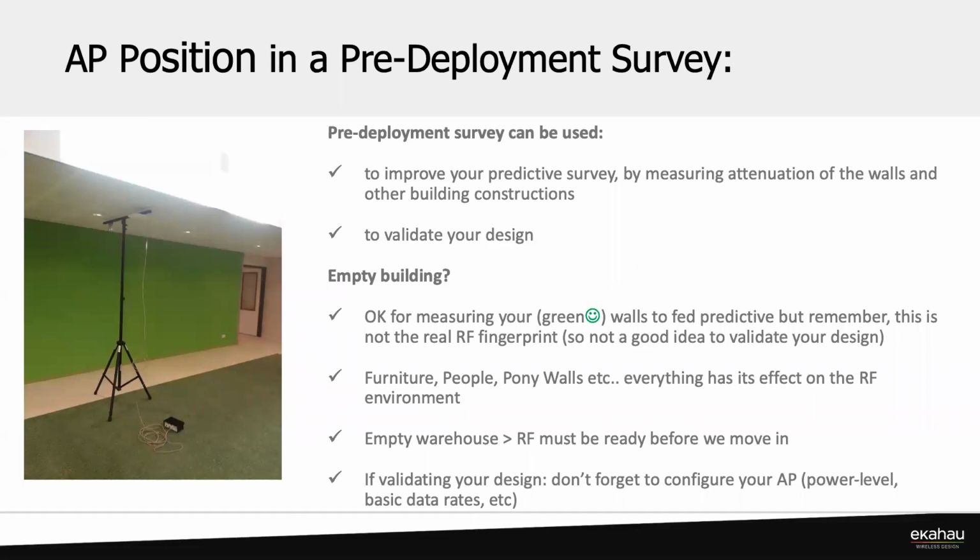And don't forget to configure the AP. I see people when they validate the design, they keep their AP on the same settings. So the power level, they don't change it. They leave all the basic data rates enabled. It needs to match what you have designed. So if at this position your AP is on 25 milliwatt, put your AP on 25 milliwatt, and specify the data rates that you designed for. So make sure that it matches your design. For validating the attenuation of your wall, that's not necessary, you simply compare values. But if you want to validate your design, then your AP needs to be configured as it is in your design.